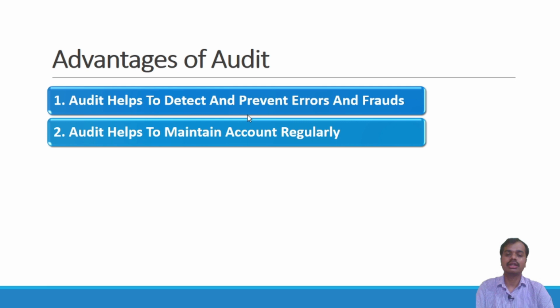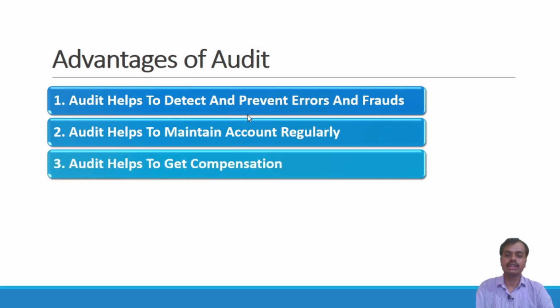Second advantage is audit helps to maintain accounts regularly. An auditor raises questions if accounts are not maintained properly. So audit gives moral pressure on maintaining accounts regularly. Third is audit helps to get compensation if there is any loss in the property or business. Insurance company provides compensation on the basis of audited statement of valuation made by the auditor. So it helps to get compensation.